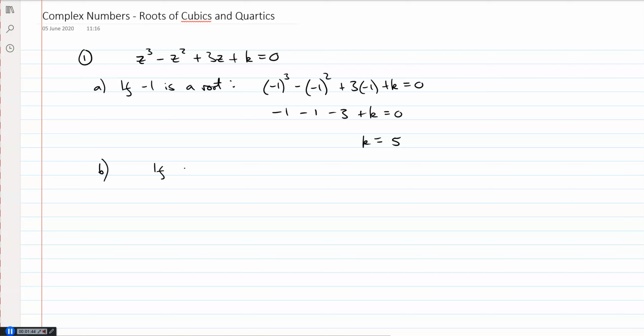So find the other 2 roots of the equation. So if z is -1 is a root, then that means z plus 1 is a factor, using our factor and remainder theorem, which we should have done either in the Further Maths GCSE or in your A-level maths. If not, then you can ask and go through it. That's fine. But that means z plus 1 is a factor.